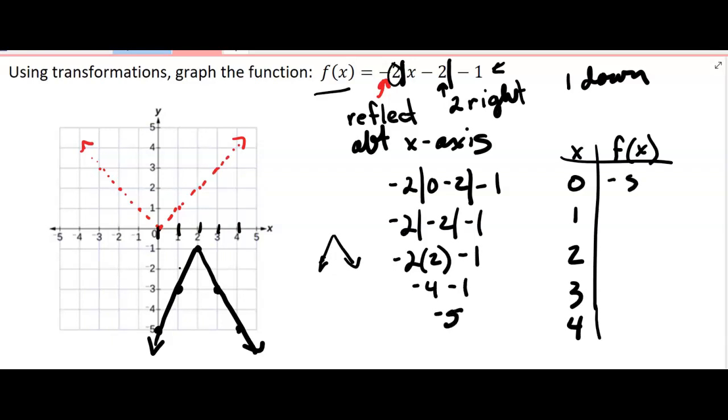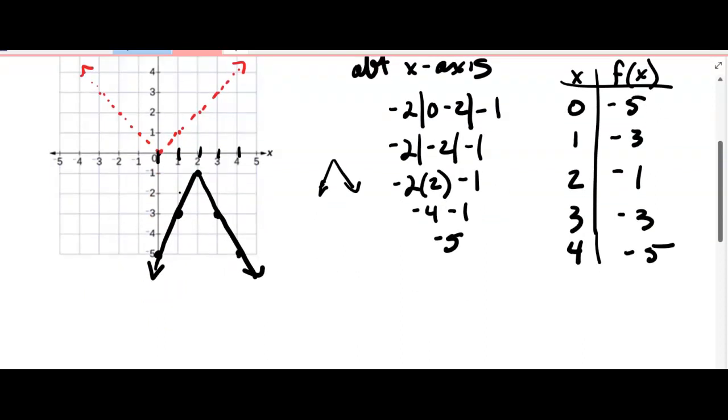Sure enough, negative 5. If you put in the 1, you're going to get negative 3. If you put in 2, you're going to get negative 1. If you put in 3, you're going to get negative 3. And if you put in 4, you're going to get that negative 5. But you'd have to do all that work, or you could do all that work.